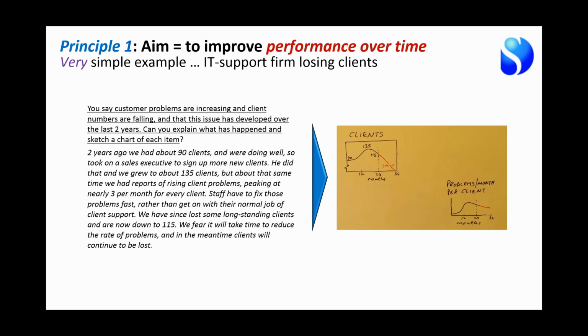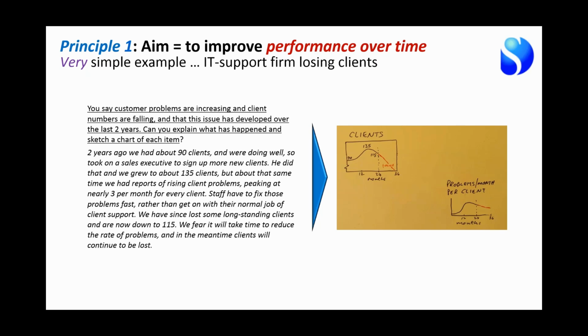And he says, 2 years ago we had about 90 clients, we were doing quite well, so we took on a sales executive. He signed up more clients and we grew to about 135. But then we had reports of rising client problems, peaking at about 3 per month for every client. Staff have to fix those problems fast rather than do their normal job of client support. We've since lost some long-standing clients and we fear it will take time to cut the rate of problems.